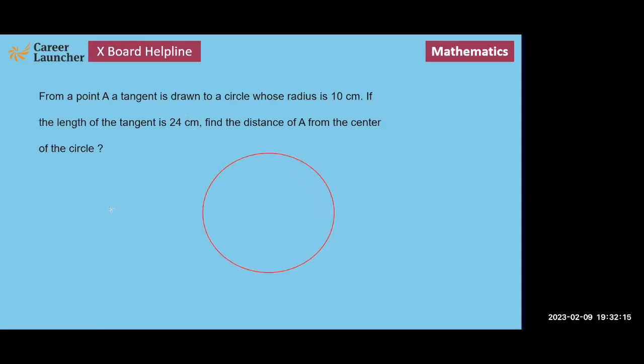मैं एक फिगर ड्रॉ कर लेता हूँ. From point A, tangent is drawn to a circle whose radius is 10 centimeter. हमेशा बड़ा सा फिगर ड्रॉ करो, it always makes your thing easier. ये है यहाँ पे, right? Radius is 10. If the length of the tangent is 24, you have to find out, okay, the distance of A from the center of the circle.